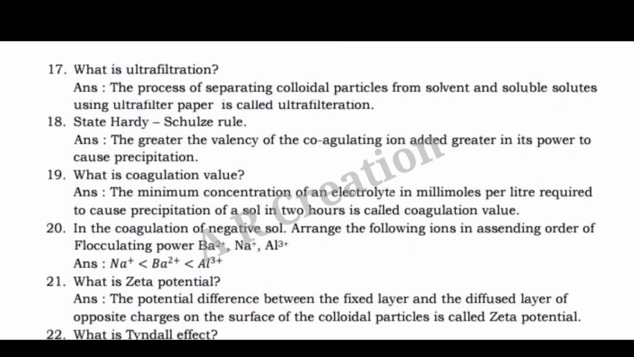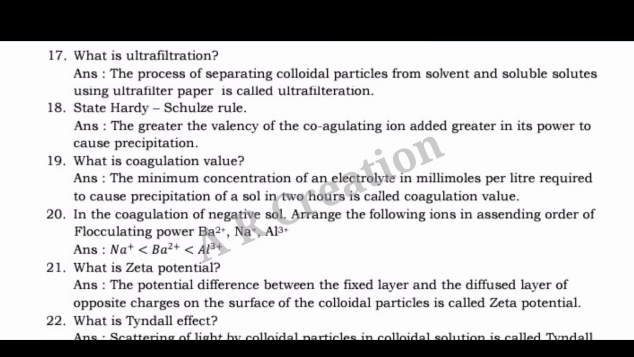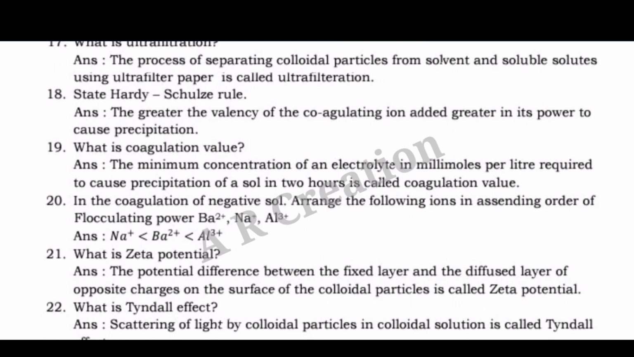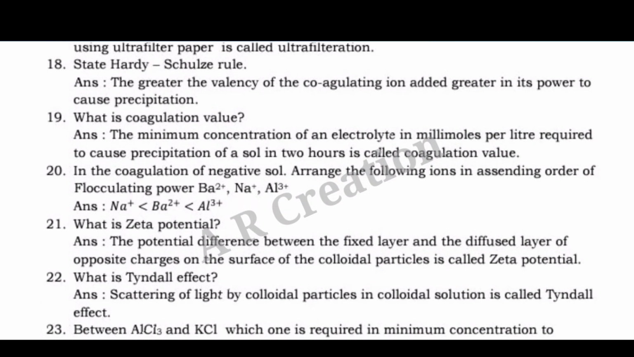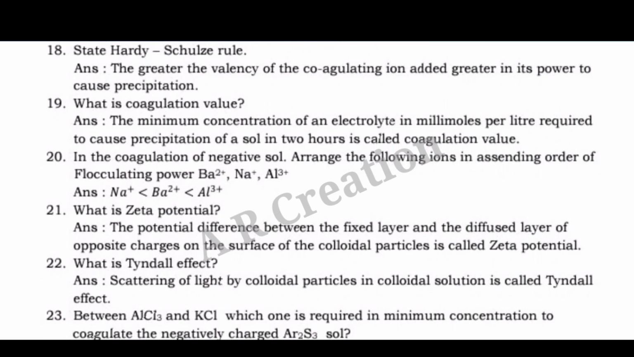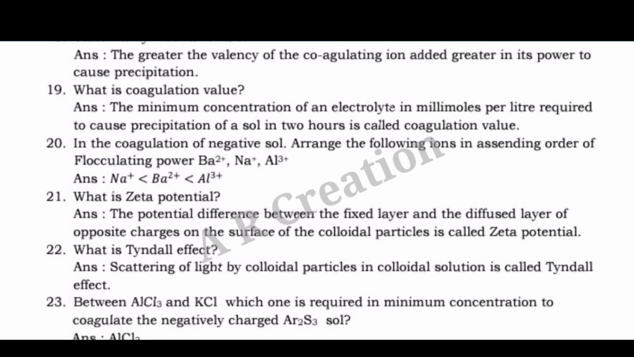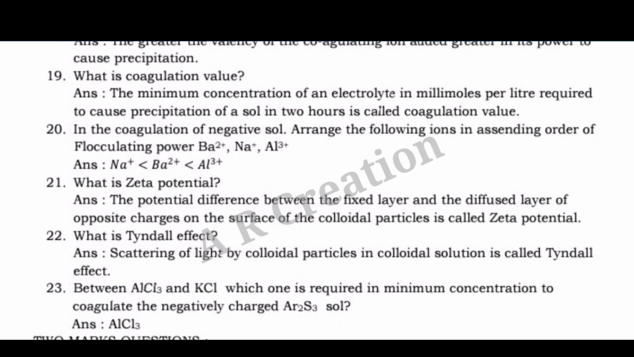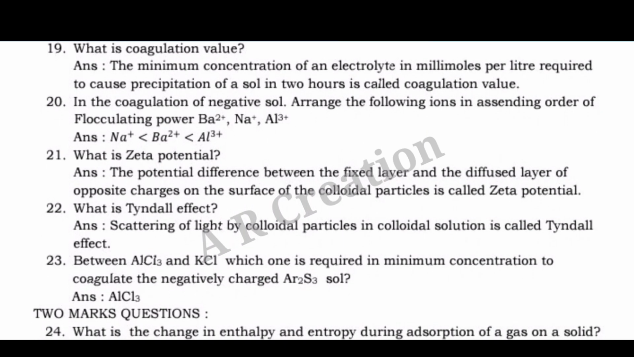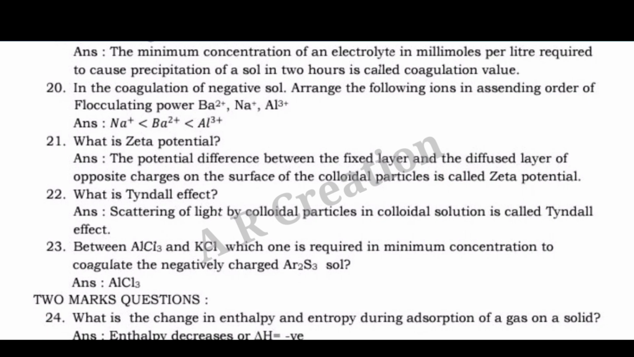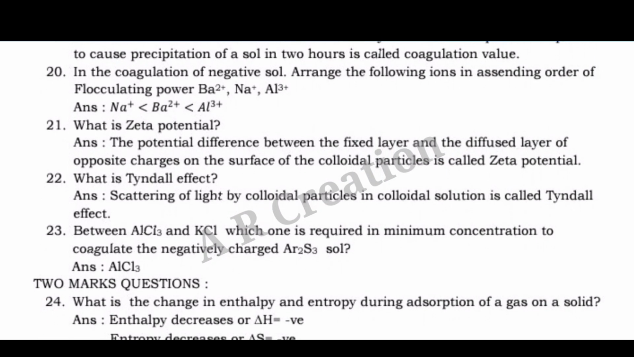Question 20. In the coagulation of negative sol, arrange the following ions in ascending order of flocculating power: Ba2+, Na+, Al3+. Answer. Na+ < Ba2+ < Al3+. Question 21. What is zeta potential? Answer. The potential difference between the fixed layer and the diffused layer of opposite charges on the surface of the colloidal particles is called zeta potential.